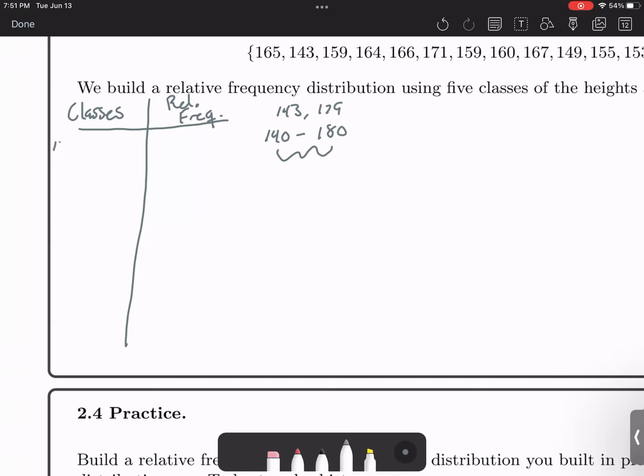If we start at 140, we need to go to 147.9. The next one will pick up at 148 and go until 153.9, 154 to 161.9, 162.